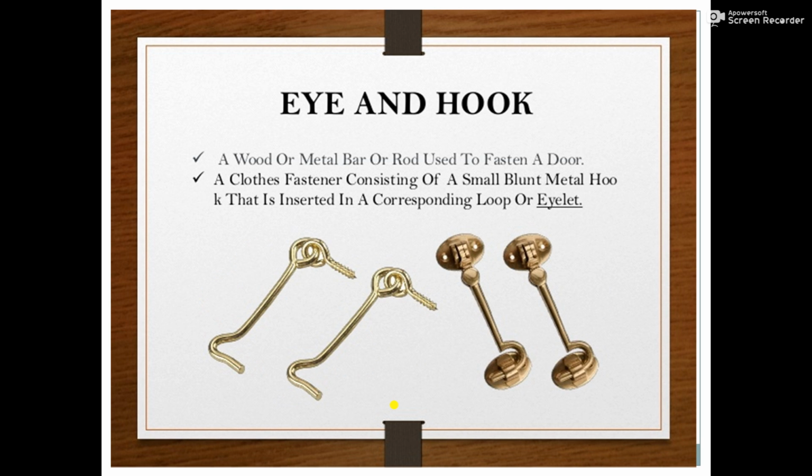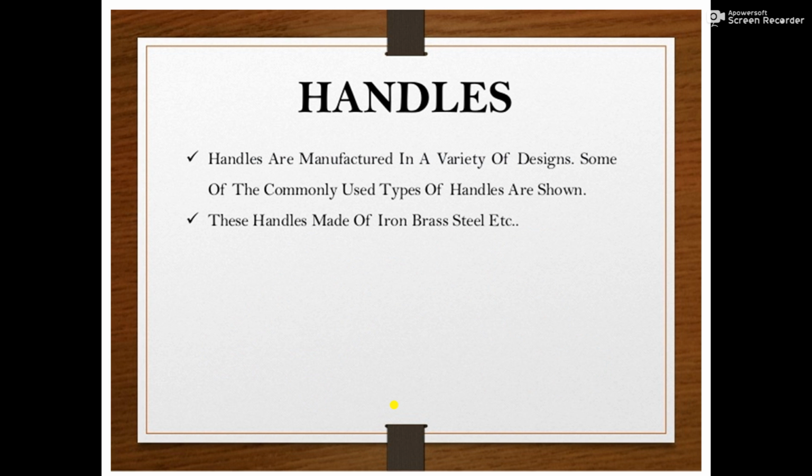Then eye and hook. This is also provided in the structure for windows and doors for properly fixing them, and it is needed in the case of openable doors for fixing a door which is not closed, against wind or any other thing. So for stopping the movement of the door, we are using the eye and hook.